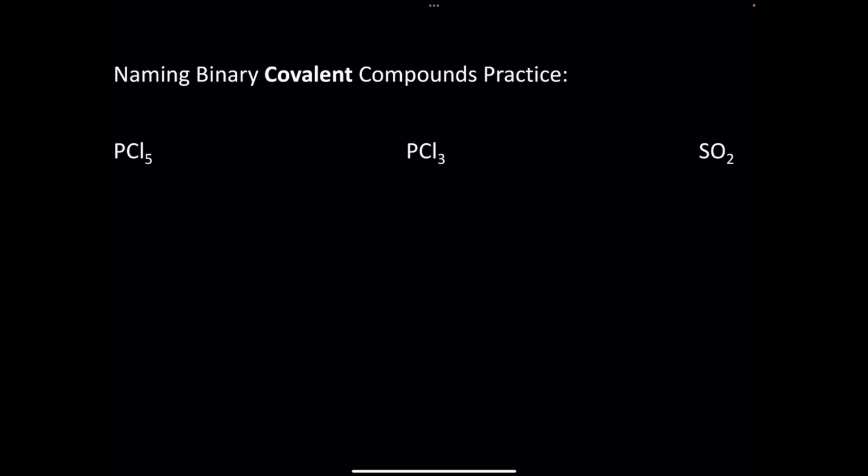All right, here are some examples of covalent compound practice. Let's try that first one. The first one is phosphorus with 5 chlorine atoms. So we're going to say phosphorus. We don't need to include mono. And then 5 chloride atoms, or chlorine atoms, we'll say pentachloride with that IDE ending. So it's not pentachlorine, it's pentachloride.